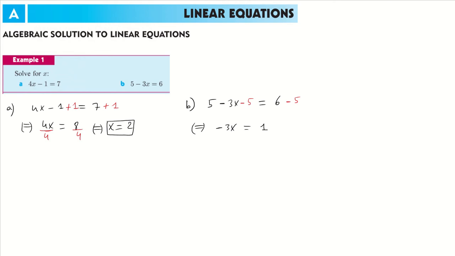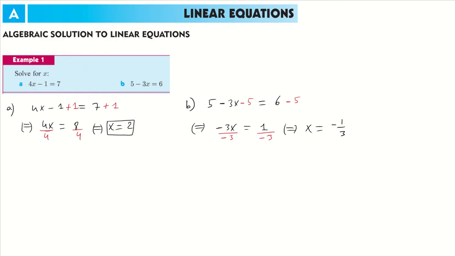The next step is I want to get rid of the minus 3 here. The x is multiplied by minus 3. To get rid of the minus 3, I have to divide by minus 3. I did it on the left-hand side, so I have to do it on the right-hand side as well. So that becomes, on the left-hand side, x, and on the right-hand side, minus 1 over 3.